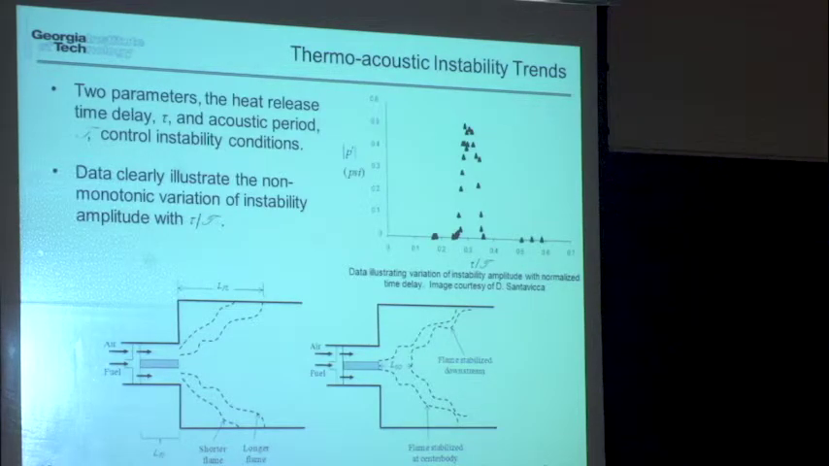Chapter 12 in my book works this out formally from first principles for both premixed and non-premixed flames, where it shows how to relate the time delay tau to flame geometry and things like that.